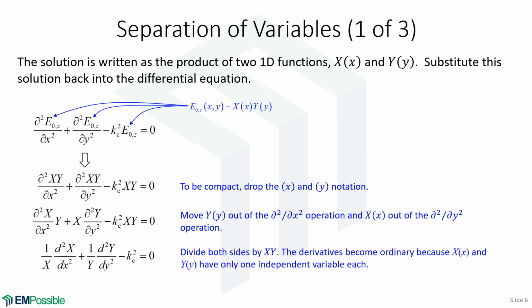Then last, I'm going to divide the entire equation by X and Y. So I end up with a 1 over X multiplying this derivative and a 1 over Y multiplying this. I said partial derivative, but I actually meant ordinary derivative. They become ordinary derivatives because big X is only a function of x, so our derivative becomes ordinary. Likewise, big Y is only a function of y, so our partial derivatives become ordinary. So two things happen at once here. We divided the whole equation by X times Y, and our partial derivatives became ordinary derivatives.